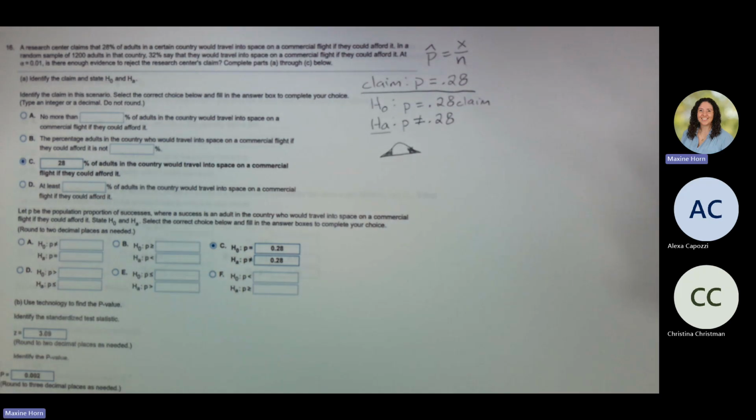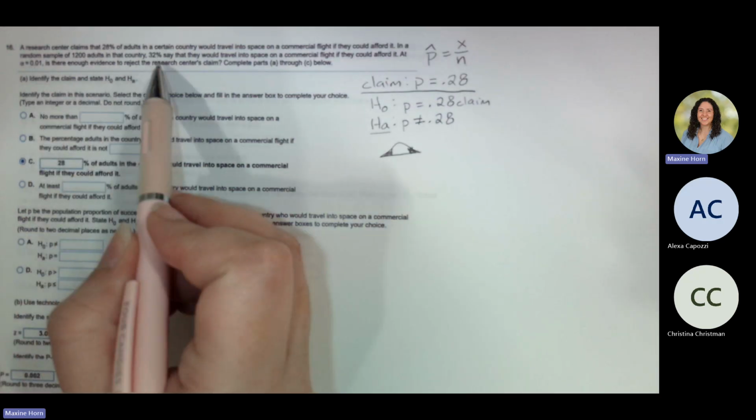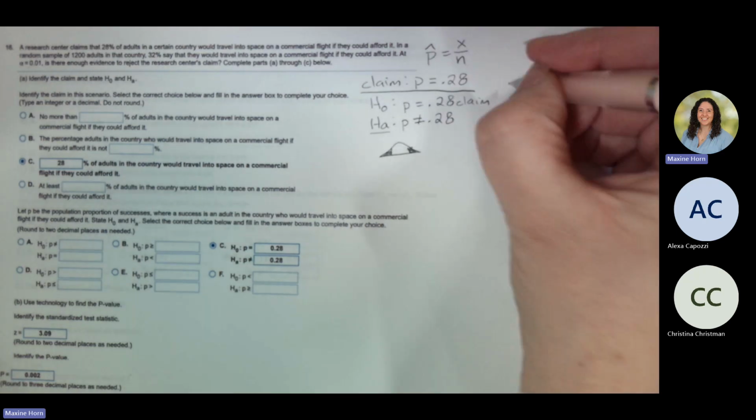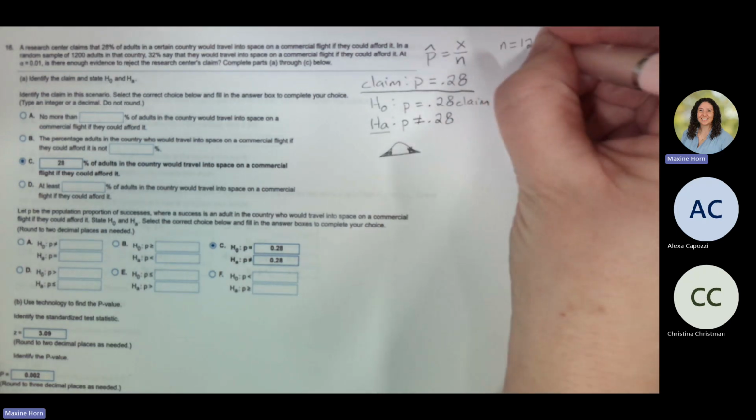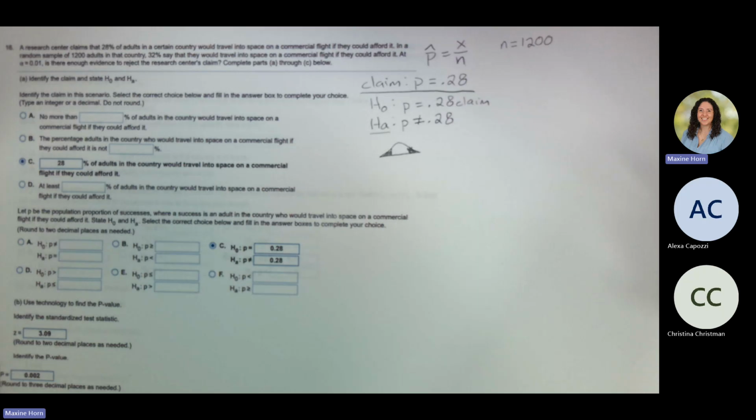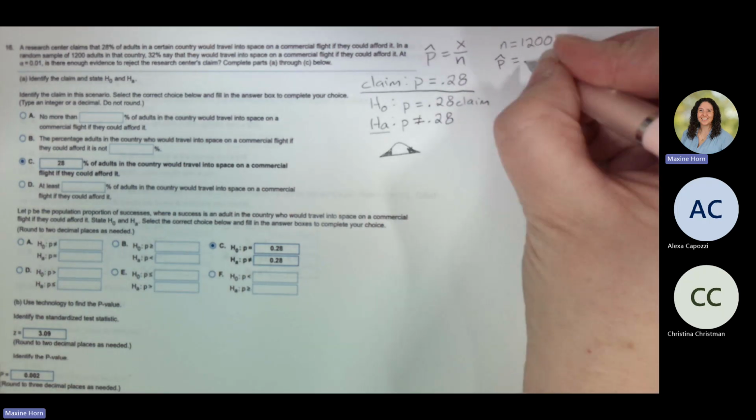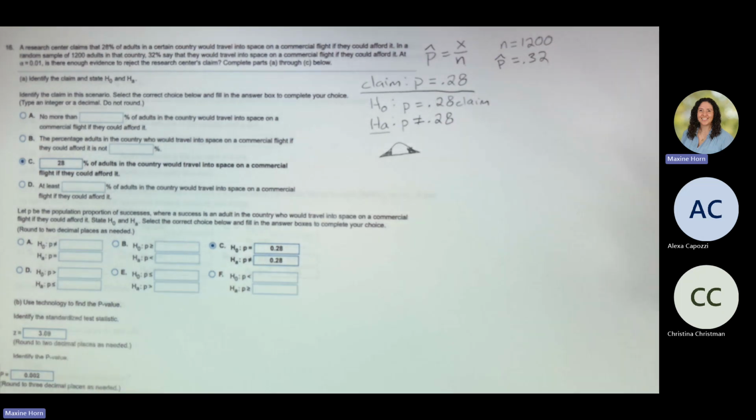And because we're dealing with a proportion, our standardized test statistic is going to be a z-score, not a t-score. Okay, so now let's talk about p hat, the sample proportion, which is x over n. There's a couple of different ways you can approach this. They have said that in this sample, n, this sample of 1,200, 32% said that they would travel into space. So that means that p hat is 0.32, right?